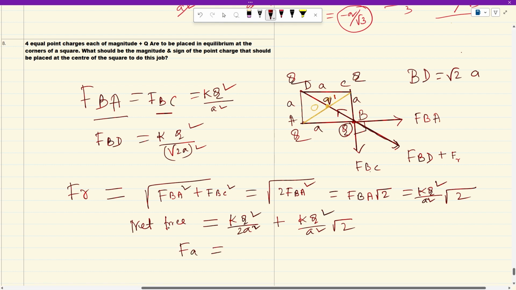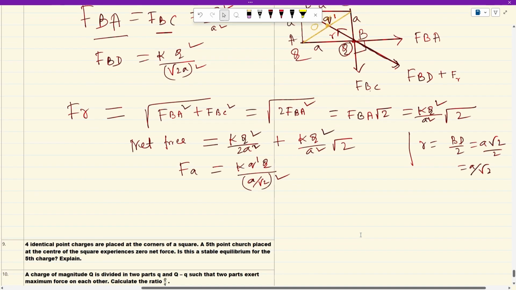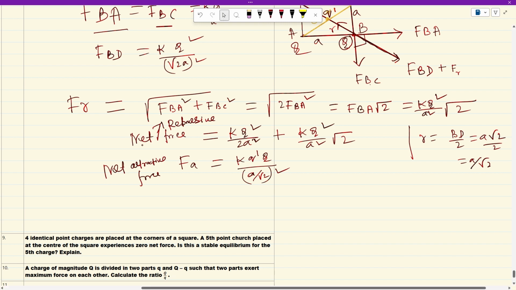FA equal to what? Force between these two? KQ dash Q. What is the distance here? This distance R equal to BD by 2. This is A root 2 by 2, A by root 2. So F attractive is KQ dash Q by A by root 2 whole square. Now we can compare these two things, that net repulsive force and net attractive force. You just compare these two.